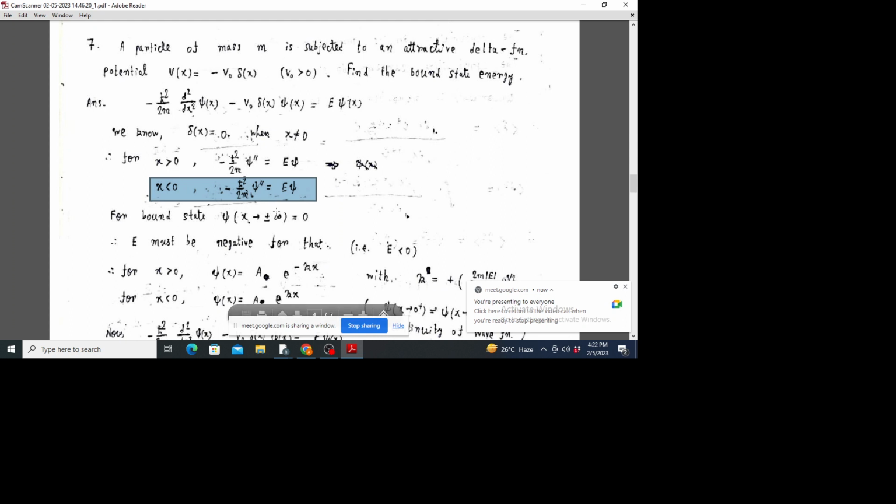And similarly for the region x less than 0 also. Here again the potential is 0, and you solve this Schrodinger equation with this boundary condition: psi x tends to minus infinity is 0. So again, for that to have this decaying solution at minus infinity you will need E less than 0. Had E been greater than 0 it would have been an oscillatory solution. So we have E less than 0 and we write the solutions like this.